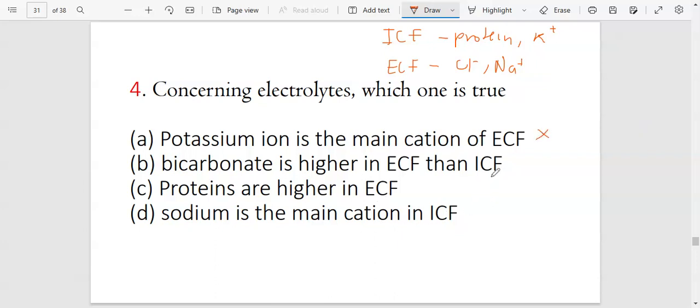Sodium is the main cation of ICF? We can see sodium is more in ECF, so this is wrong. Proteins are higher in ECF? We know that proteins are higher in ICF, not in ECF. Bicarbonate is higher in ECF than ICF? Well, we mentioned bicarbonates are higher in ECF. We said they are one of the major anions in ECF, right? So this is going to be it: bicarbonate is higher in ECF than in ICF. We can just refer to this. There is something I'm also getting to think about with this one.